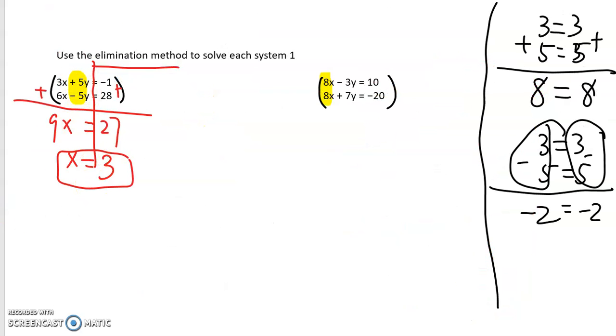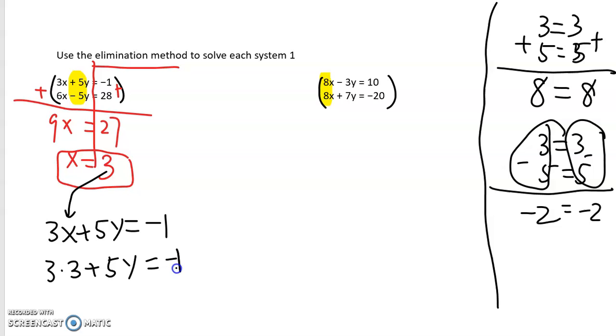So right here, we can do the same thing. I can plug 3 into one of those equations. So usually I'll try to pick the one with the smaller numbers. So I'm going to pick the first one and replace this x with 3. We don't get y immediately like before, but we can solve for y because it still has only one variable.